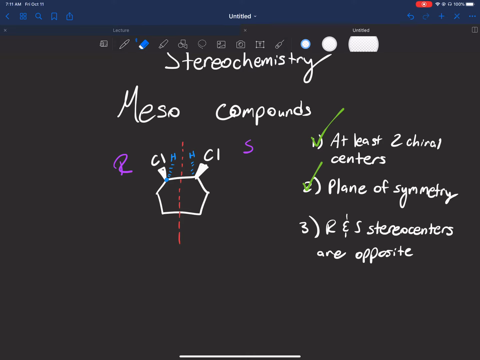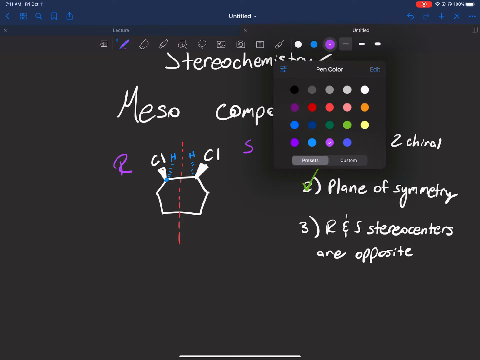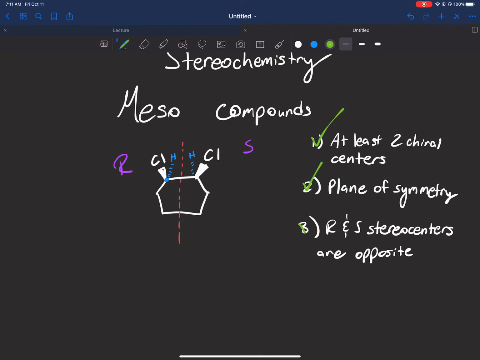Okay, so we have R and S. So yeah, that satisfies our third requirement that the R and S stereocenters are opposite. And again, my mistake for that. I went a little bit too quickly through that part. And so it completes all three of those rules. And so we can say that yes, this is a meso compound.